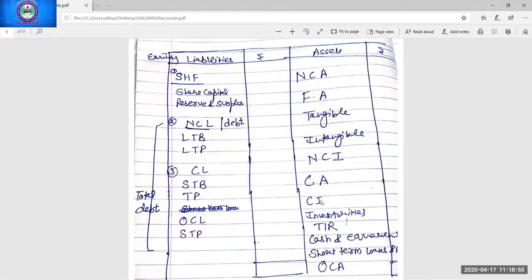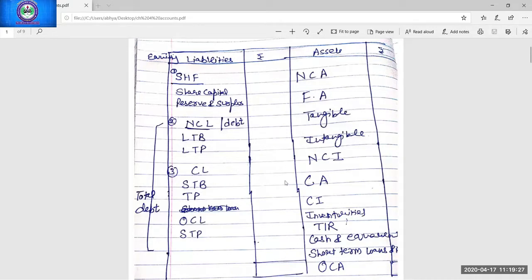Suppose the total of the assets is given, and non-current assets are given, then you can easily find out current assets. How? Suppose the total of the assets is 10 lakh and non-current assets are given as 7 lakh. Then what do you have to do? Simply 10 lakh of total assets minus 7 lakh non-current assets, so the balance 3 lakh will be the current asset. So by just using the accounting equation, you can find the answers to all your questions. Okay, so I think it is clear.